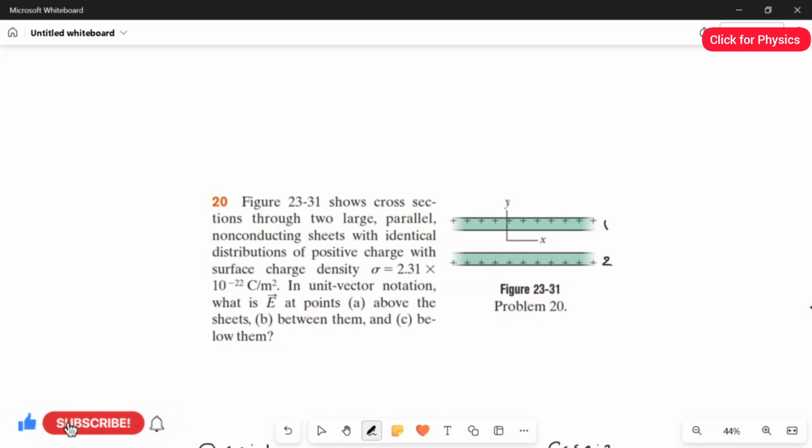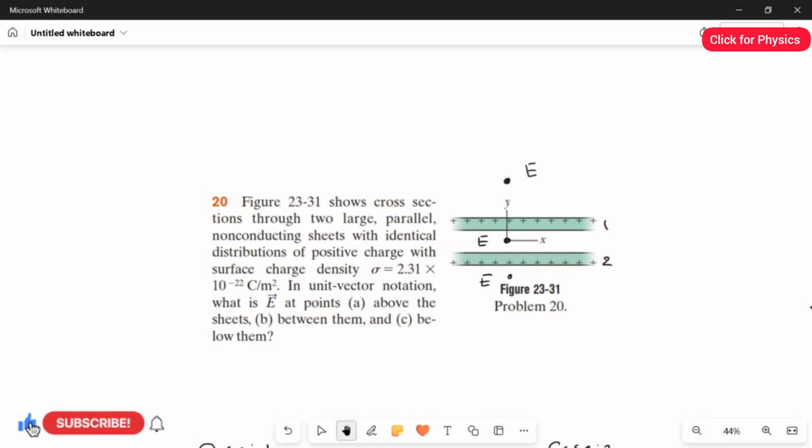So what we are going to find is the electric field in this location above the sheet, that means above sheet 1, then the electric field between sheets 1 and 2, and then the third location is below sheet 2. So in these locations we are going to find the electric field, but we have to give the answer in terms of unit vector notation.